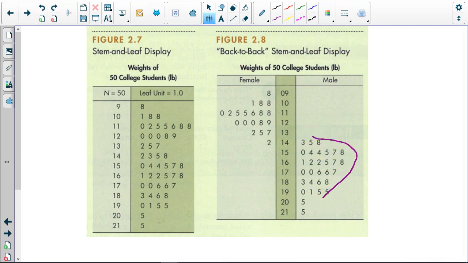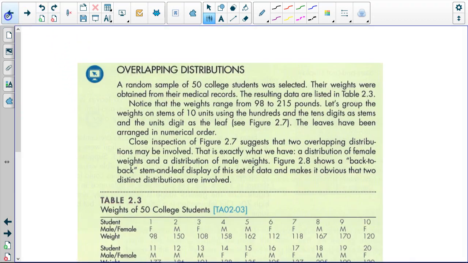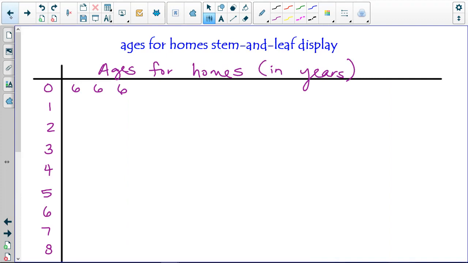It's kind of like this. So they're kind of more right in here, in the 160 range. So a back-to-back stem and leaf is sometimes helpful. Split your values. Maybe on this house one, we could have split the values, right?